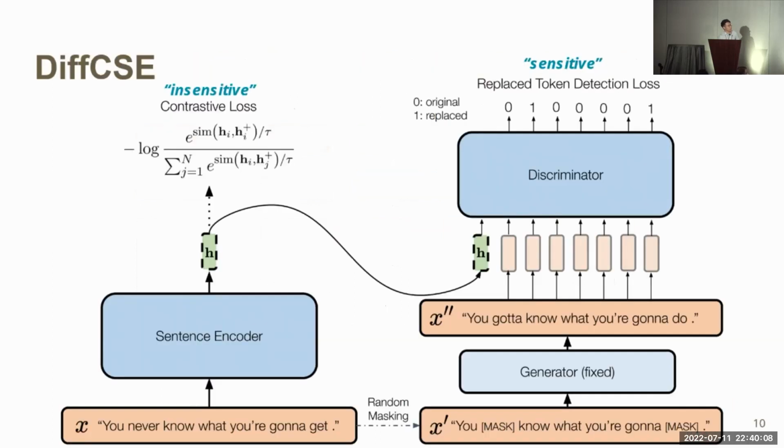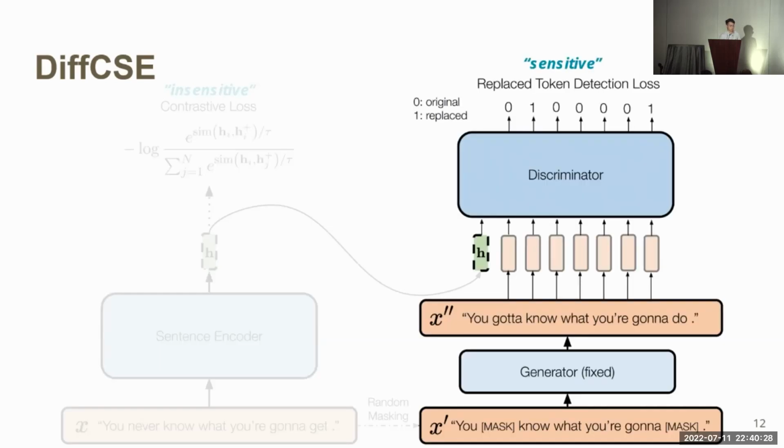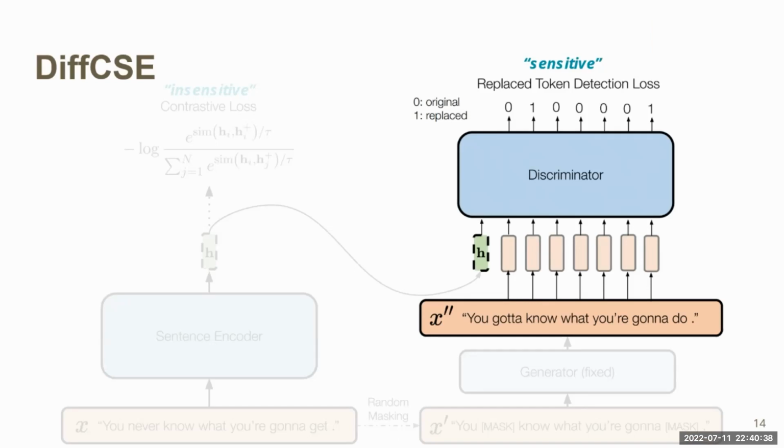How can we apply this idea to learn sentence embeddings? Our framework is shown in this figure. On the left-hand side, we also have a regular contrastive learning framework that makes the representations insensitive to dropout mask augmentation. On the right-hand side, we have a generator and discriminator. The generator is a small and fixed BERT model that can replace some tokens in a sentence. And we use a discriminator to predict whether one token has been replaced or not.